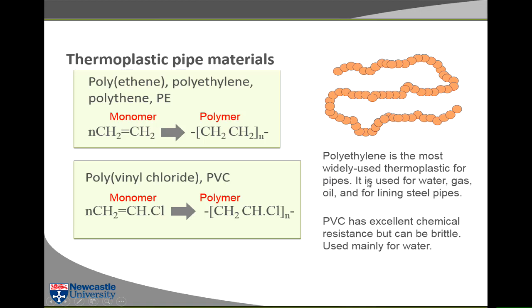It's used for water, gas, oil, and actually for lining high-performance steel pipes. PVC has excellent chemical resistance, but it can be brittle. It's used mainly for water. In Holland they use PVC for gas for some reason, but most other places they use it only for water.